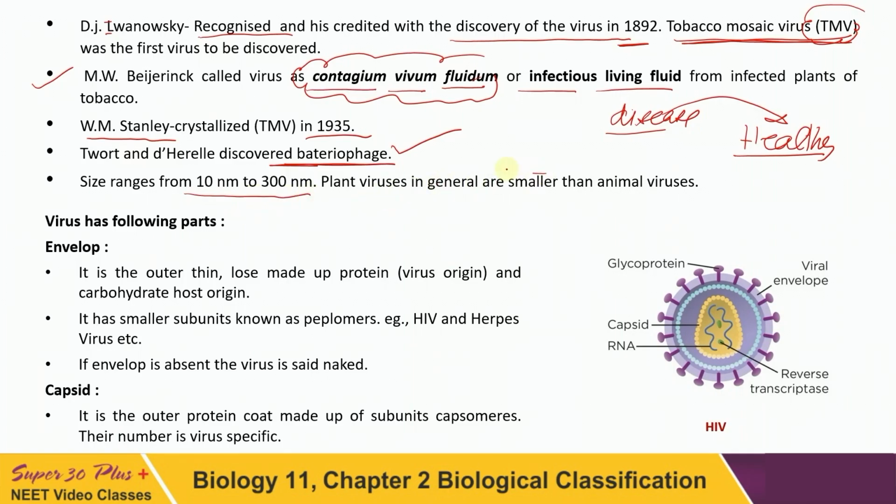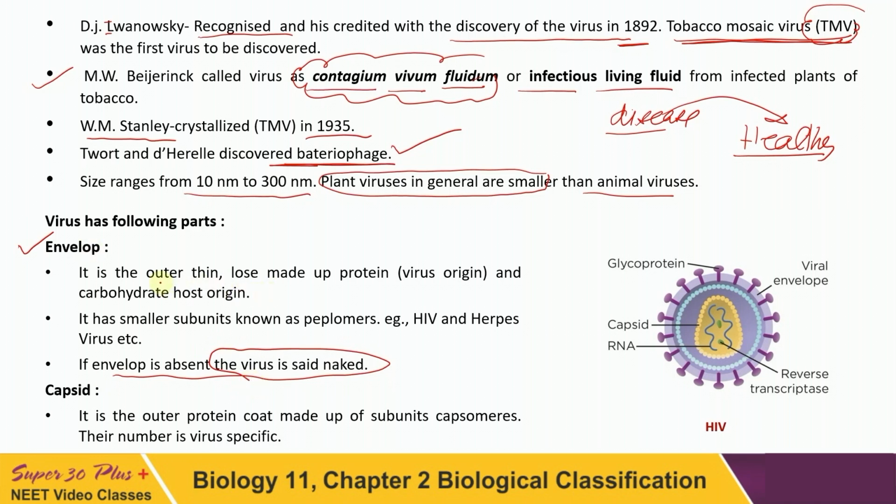Plant viruses are usually smaller as compared to the animal viruses. Now we have to say the structure of virus. The outermost part in some of the viruses is known as the envelope. If the virus doesn't have an envelope, then that virus is known as a naked virus.